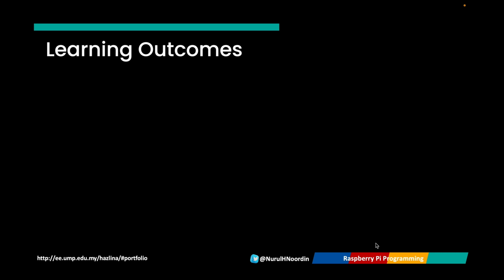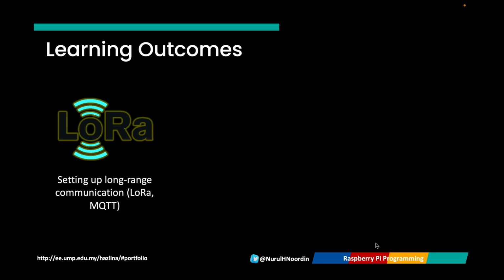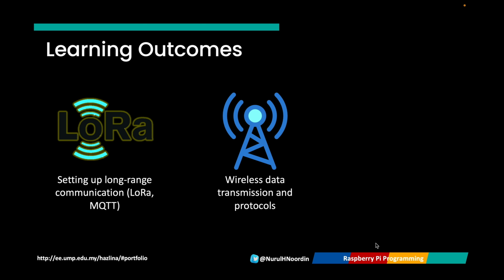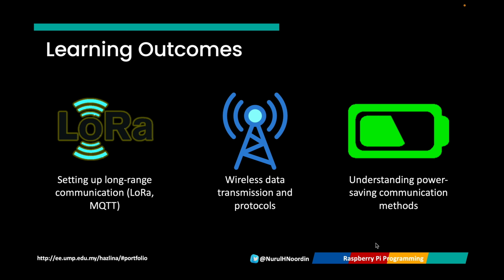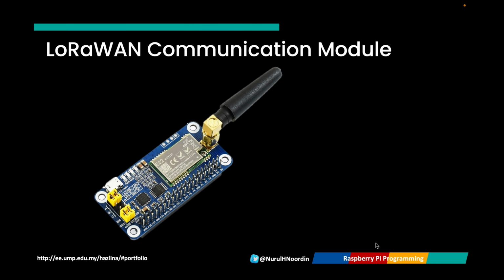Throughout this module, we will look into the process of setting up long-range communication using LoRa and MQTT, the wireless data transmission and protocols, and understanding power-saving communication methods. LoRaWAN is a key enabler for IoT applications that require long-range, low-power data transmissions. With a LoRaWAN module connected to the Raspberry Pi, we can send sensor data over several kilometers using minimal power. This is especially useful in applications like smart agriculture, environmental monitoring, and remote asset tracking.